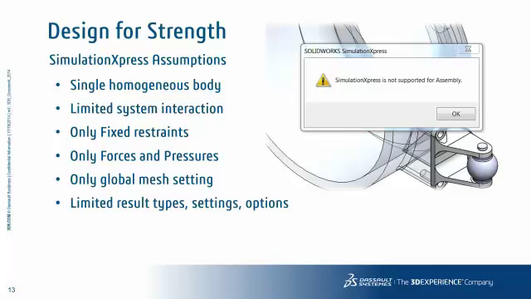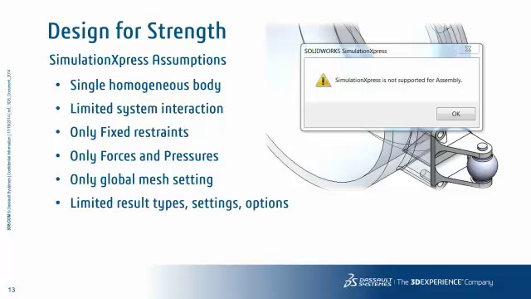Also, we're limited to forces and pressures in SimXpress. In this case, that works fine, right? We just have an 1,800-pound force kind of normal to the direction of the bracket, and that's okay. But there's also some other functionality we'll take a look at that might enable, again, more accurate and better results.